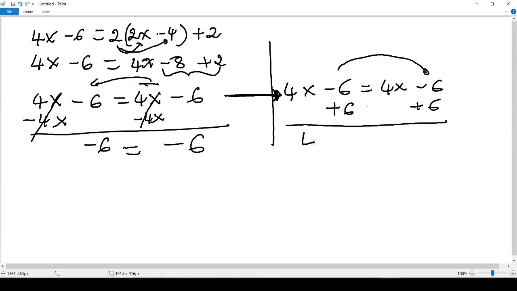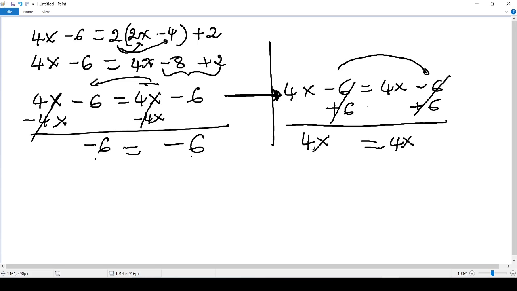And I will be performing my addition. I have 4x right here. This 6 and negative 6 cancel, equal to this 4x right there. And this negative 6 and 6 cancel. So based on what I move first, I have different results, right? But what we realize is negative 6 equal to negative 6. My variable disappears. There is no problem there.